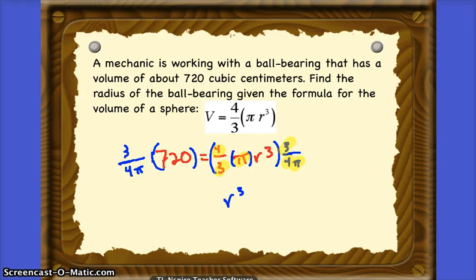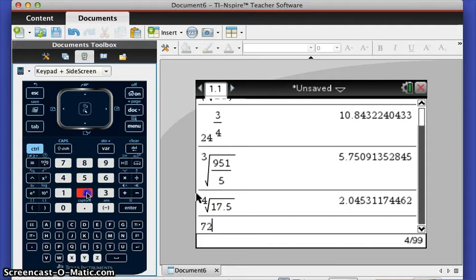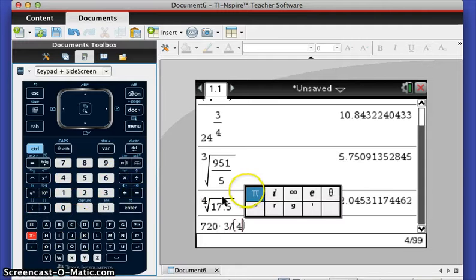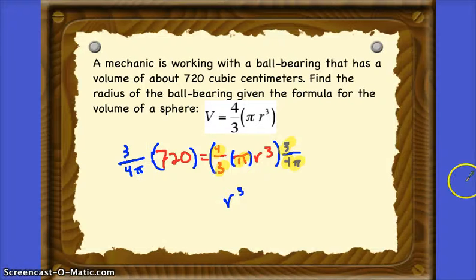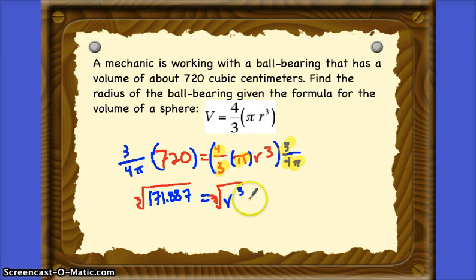So r to the third then would be approximately equal to 720 times 3, but divided by the quantity 4 pi. And we should end up with about 171.887. But then remember we need to take our cube root to cancel our third power. Again, same thing as saying 1/3 exponent. So if you really wanted to, we could actually type in 171.887 to the 1/3 power.